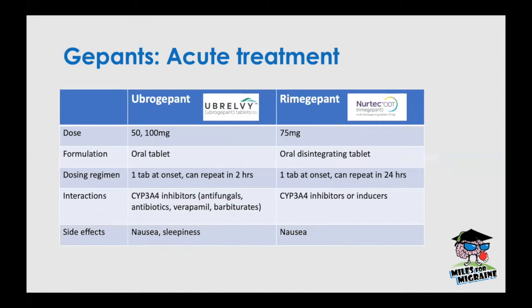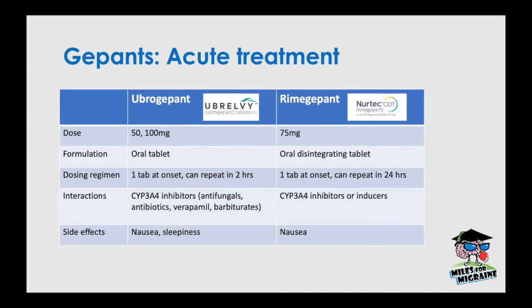Now to the gepants, the newest class of medications that we have to offer. So Ubrogepant or Rimegepant, you may have seen commercials for them with Serena Williams or Khloe Kardashian. So Ubrogepant and Rimegepant work in a similar manner. They block the CGRP from getting to the receptor. These are acute medications and they're oral medications. So similar to your triptan medications.